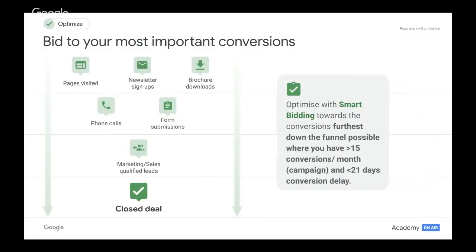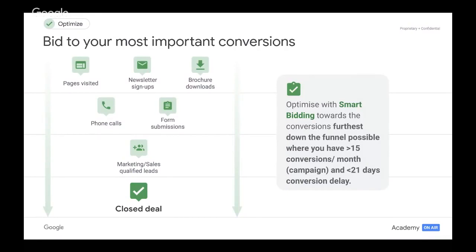Also, what we need to be aware of here is that the conversion delay for your imported conversion needs to be below 21 days. So previously, I have said that it will only import conversions within a 90-day period, and that's down to the fact that the Google Click ID, for privacy reasons, will only be stored for the 90-day period.